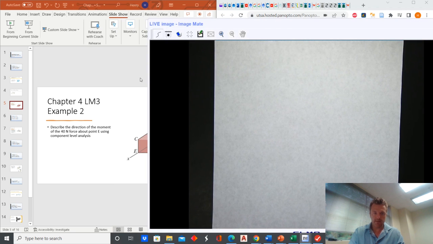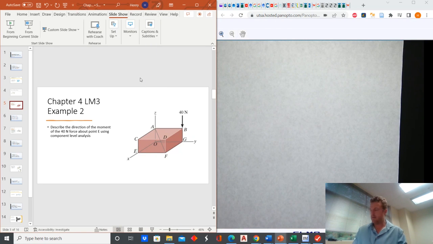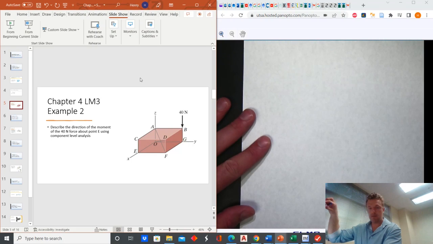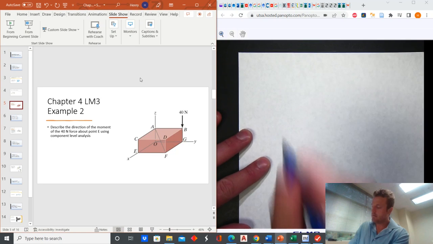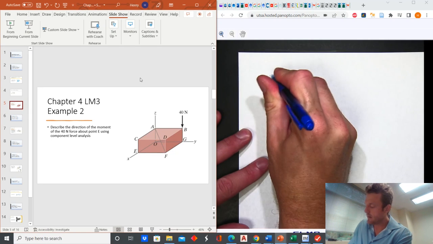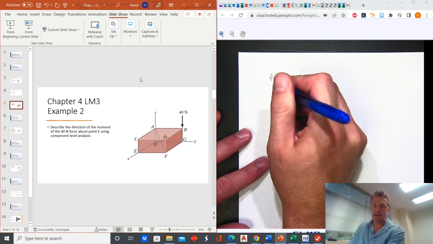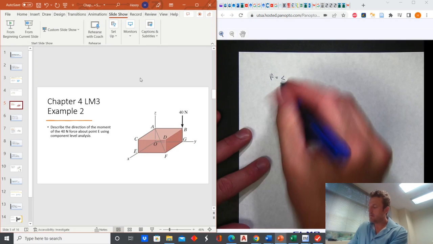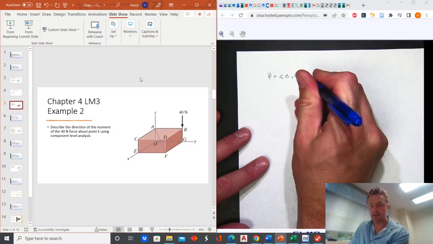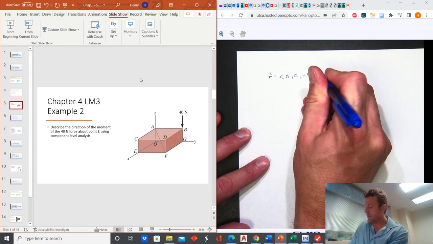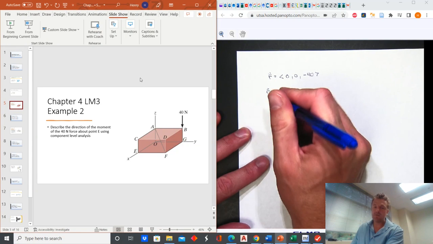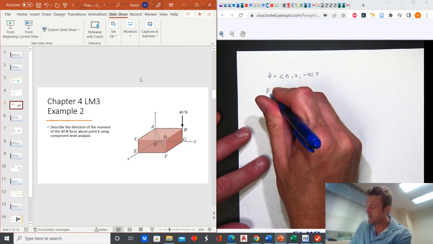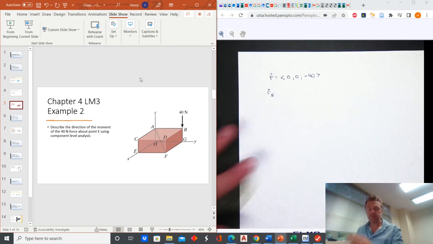Good. So we'll begin by expressing the force in rectangular form. Notice as drawn, it acts in the minus k direction, so it will only have a minus k hat component, no i, no j, just minus k hat. And in terms of the position vector, well, what can I choose? Well, it has to start at point E because that's the point about which I'm computing the moment.